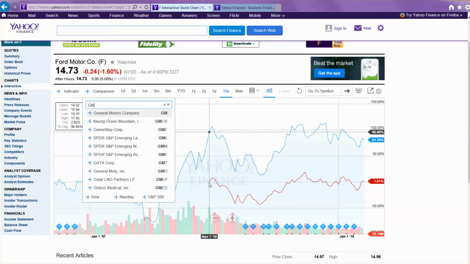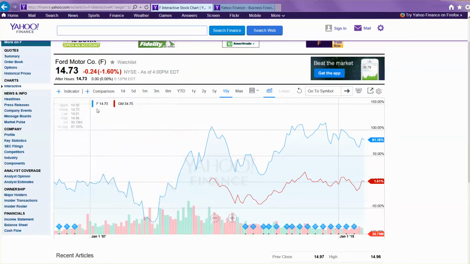Oh, and that's right, GM declared bankruptcy and their stock stopped trading for a while, but it restarted eventually. So they're not here for the whole time period. But you can see that they do move in the same direction as Ford. When Ford was having a big drop here, so was GM. But they don't move perfectly together.